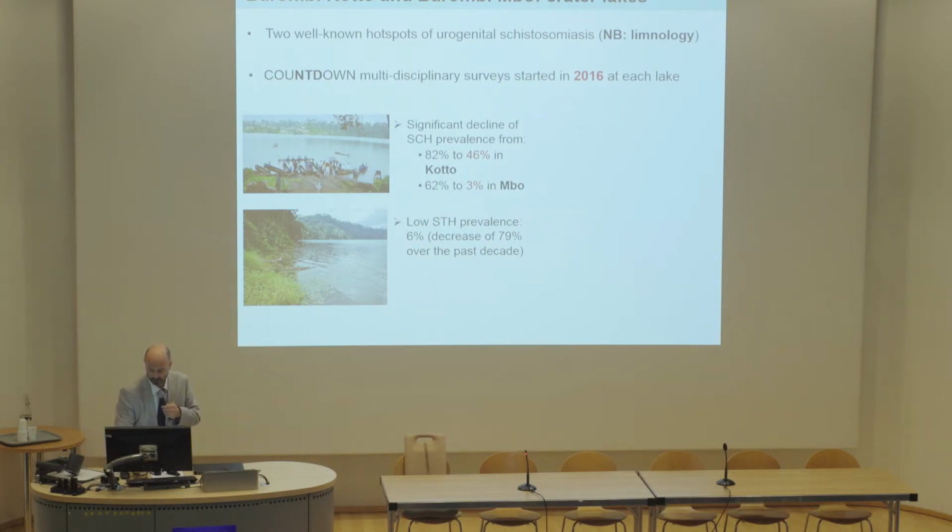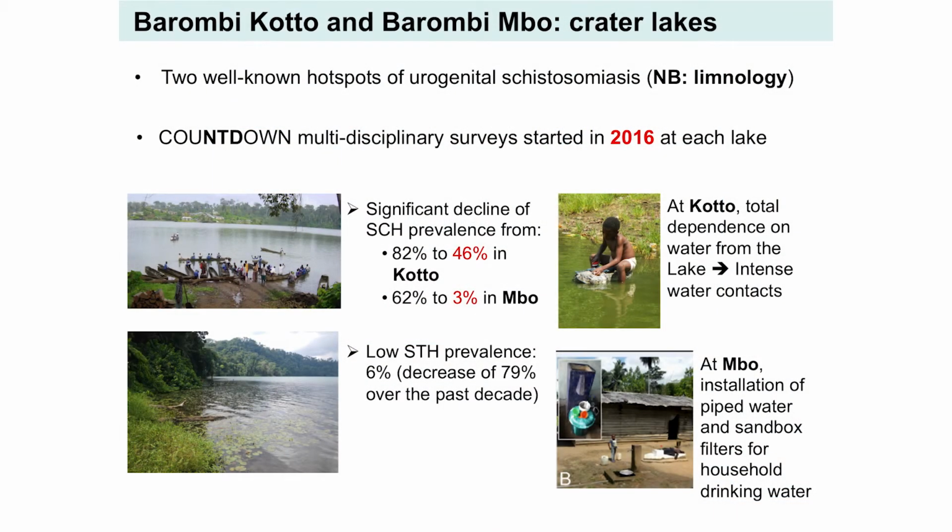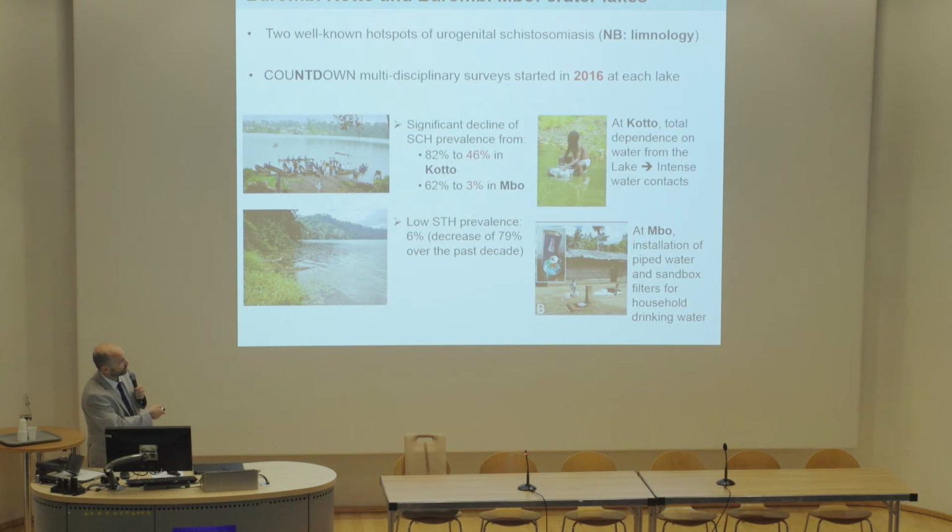Now, using chemotherapy, we can get the disease down to fairly manageable levels at Mbo. It's almost pushing it towards elimination, but at Kotto, we're still at about 50% prevalence. So we think about intensifying treatment and also expanding treatment and trying to handshake that with other control mechanisms such as snail control. So here we have a child in the water probably being exposed, but hopefully he would have had treatment either once or twice in the time he's been at school.